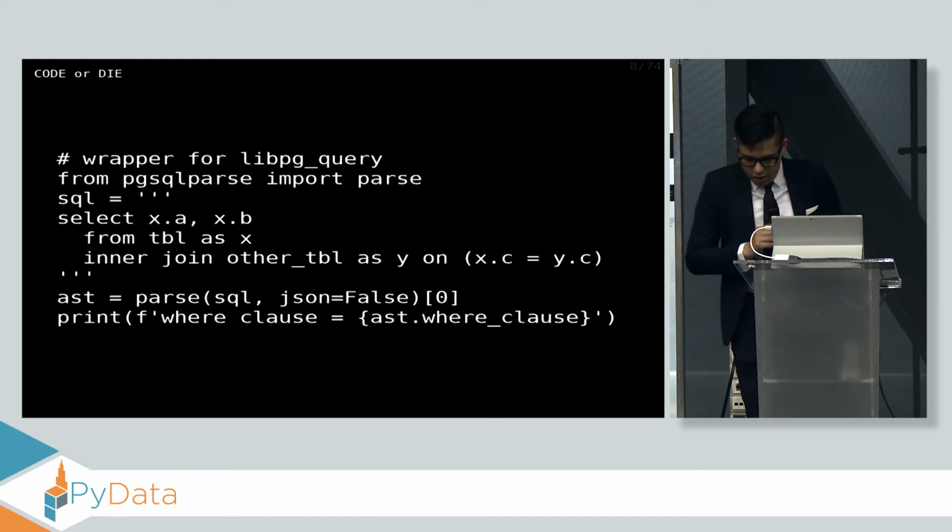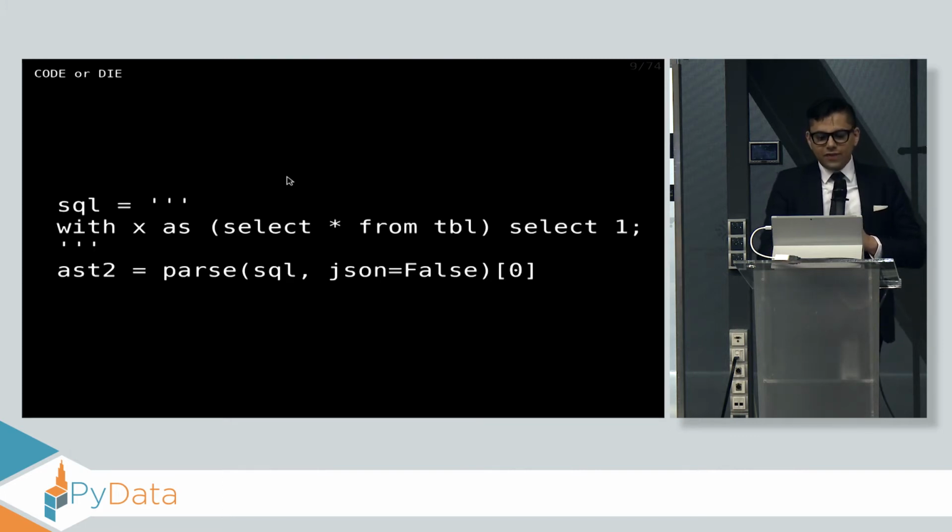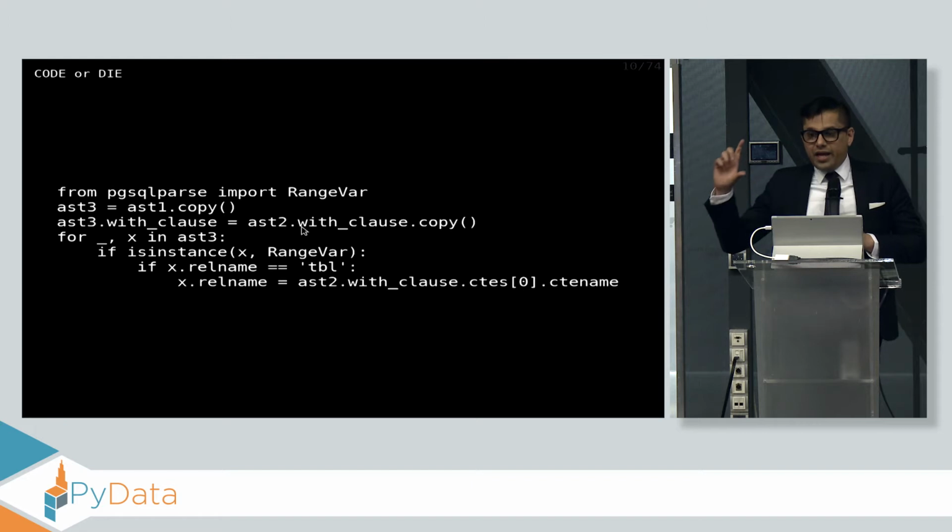PG-SQL Parse is built on a library called libpgquery, which is an extraction of the query engine, the parser, from Postgres itself. So what I can do in Python is take a string of SQL and parse it into a Python representation of the SQL AST, and I can do neat things like look at the where clause, or take another piece of SQL and merge them.